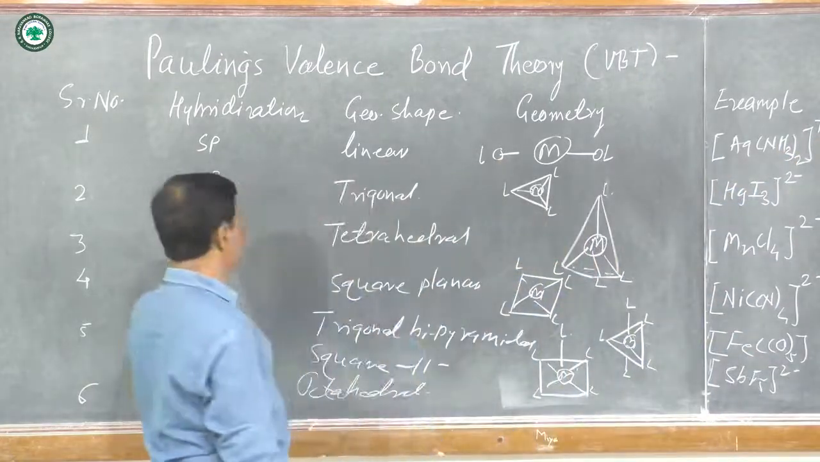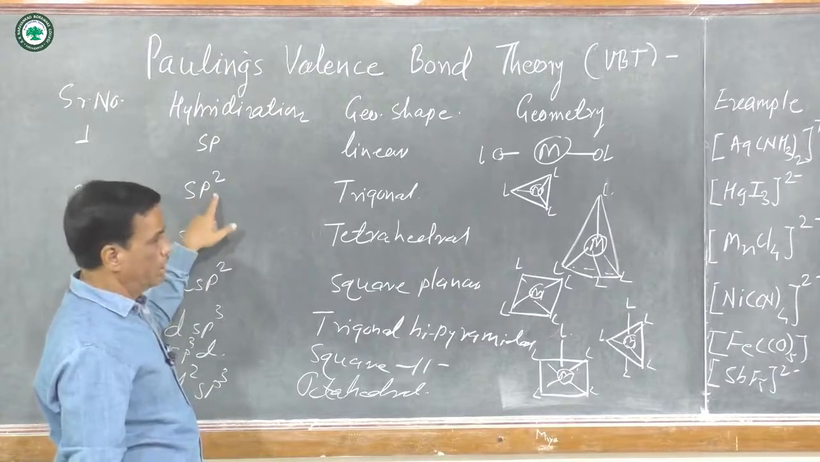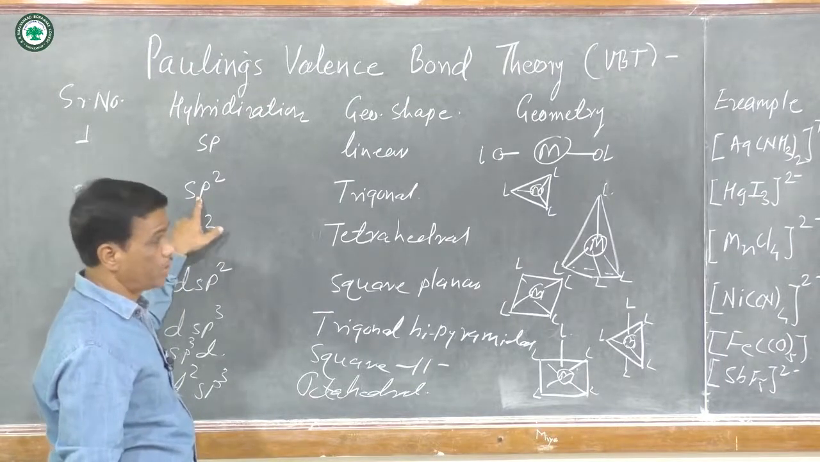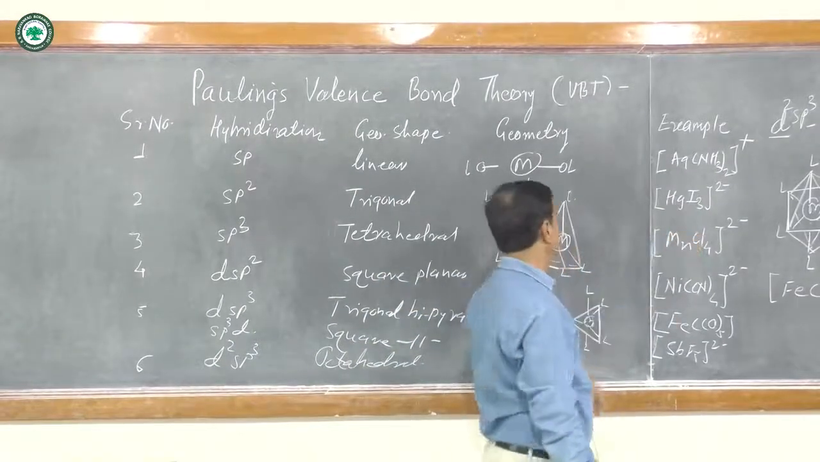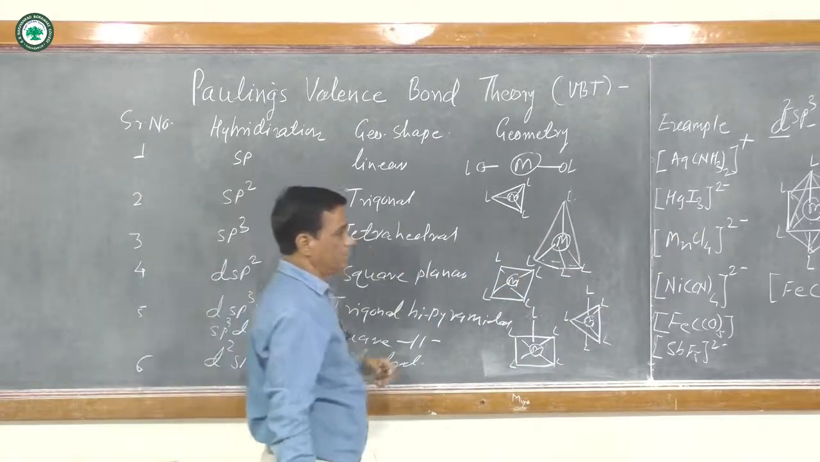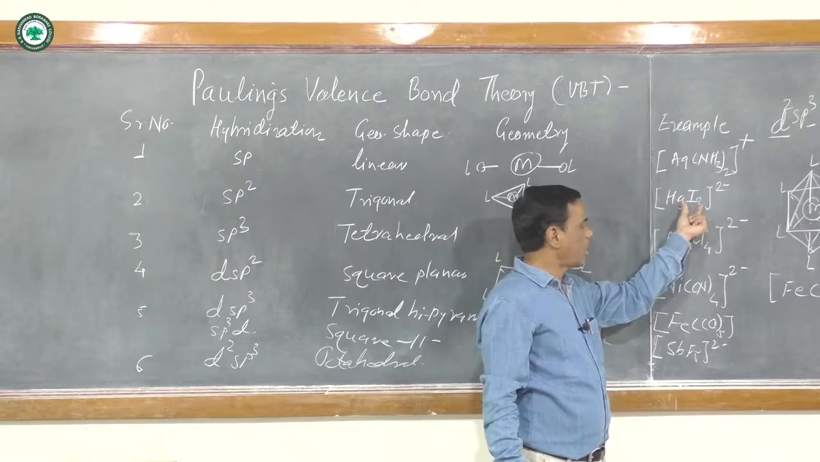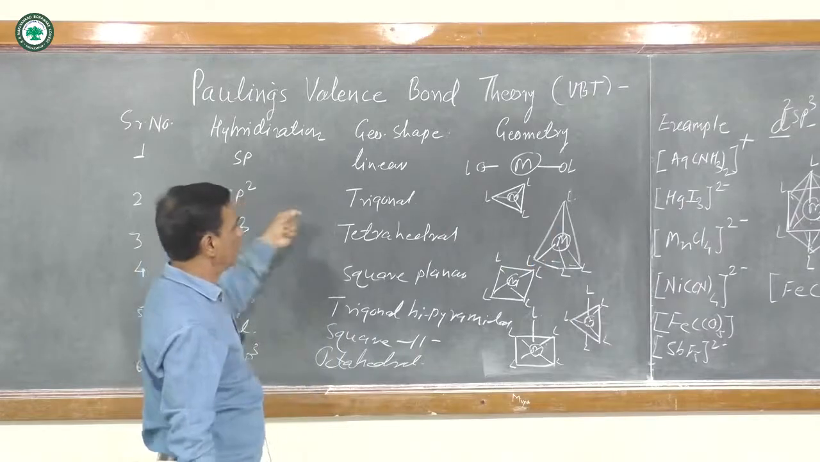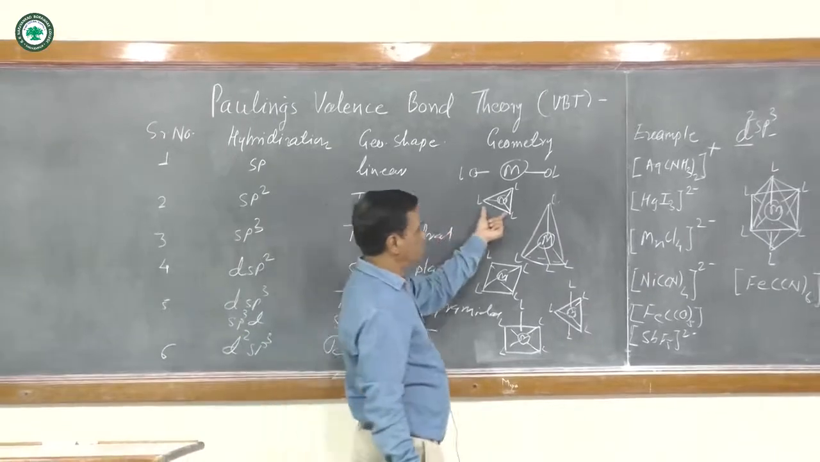Then the second example is sp2 hybridization. In sp2 hybridization, 1s orbital and 2p orbitals combine, and there is a formation of 3 hybrid orbitals by the mercury metal ion, that is at the center position. When these 3 sp2 hybrid orbitals are formed, they overlap with the ligand iodine's unpaired electron orbitals, and there is a formation of 3 coordinate bonds. The geometrical shape is trigonal, means a regular triangle.